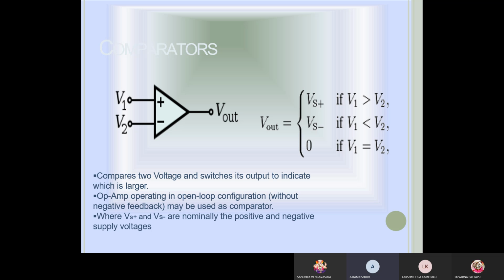So we didn't get any output. That means we are comparing, and at that time the op amp is operating in this condition: V1 is equal to V2, and the V out is equal to 0.